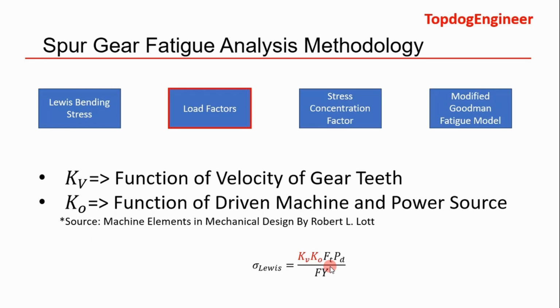One thing we're going to include to enhance this calculation is some load factors. There are several of these, but generally for preliminary analysis you're going to want to evaluate the velocity dynamic factor, which is a function of the velocity of the gear teeth. There are some equations for that. And then an overload factor, which is a function of the driven machine and/or the power source. If we include those factors in the Lewis bending stress calculation, we can see they're just added in as a multiplier.